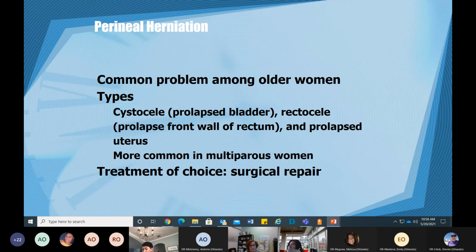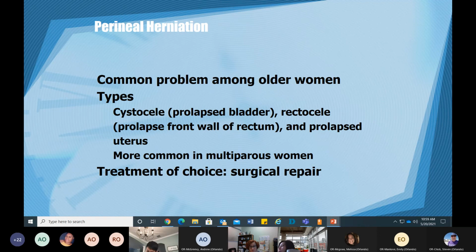Let's say, for example, you have a woman who's had 5 children, right? And she asks you, what effect will all of these kids have on my urination? You can tell them they have a potential for developing perineal herniation or prolapse of the pelvic organs. So the more children they have can actually interfere with their bladder, their rectum as well, and their uterus. So that's a common problem.